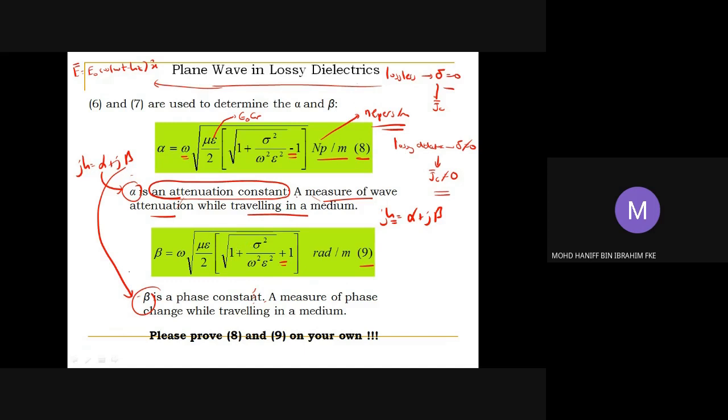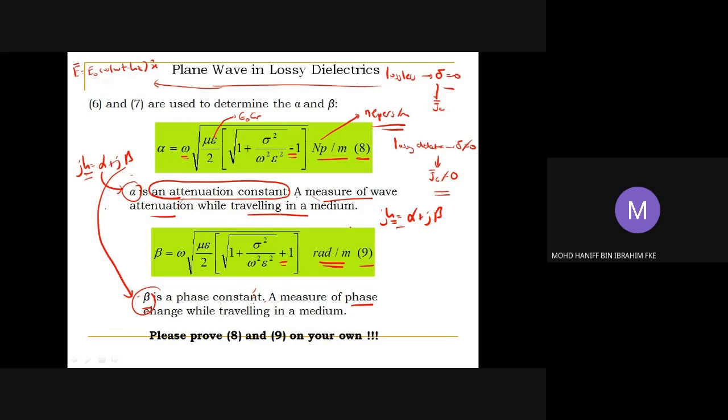Okay, so back to this. Beta is a phase constant. So basically beta and k are the same parameters. Yeah, k is in a lossless dielectric, beta is in a lossy dielectric. So these two are the same parameters. The difference is that the first one is in a lossless medium, the second one is in a lossy medium. So basically the phase constant is a measure of how much the phase changes while traveling in the medium, and the unit for this is radian per meter. Yeah, similar with the k just now.